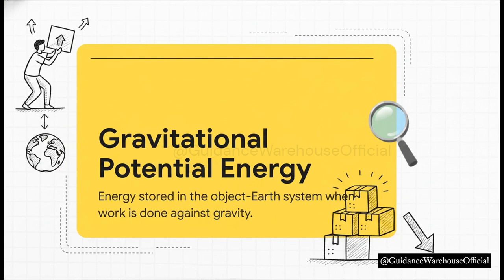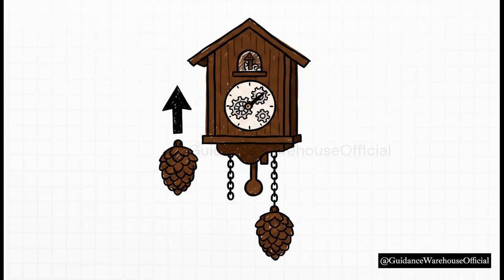What exactly is this energy? Gravitational potential energy is simply the energy stored within an object-Earth system just because of its physical position. Think about lifting a heavy box off the ground. You're doing work against gravity, right? Well, that work doesn't just vanish into thin air. It transforms. It gets stored in the gravitational field between the Earth and the box. We call it potential energy because it literally has the potential to do work for us later on when we let the object go.